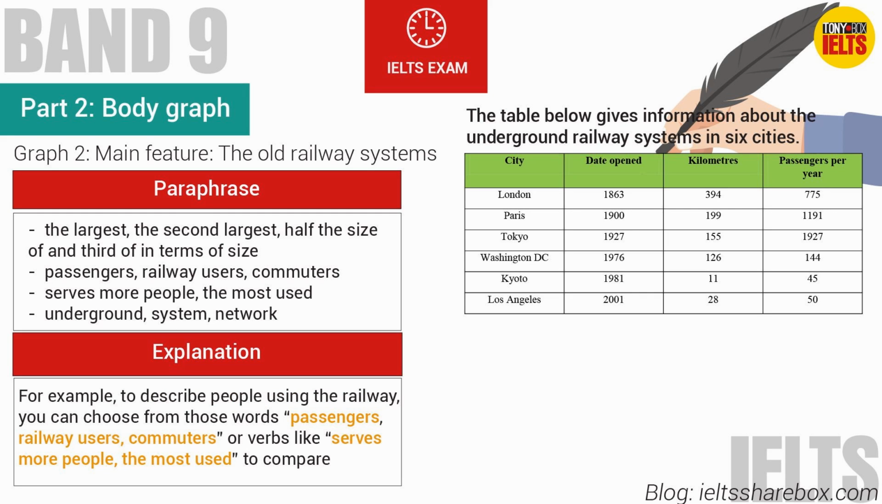For example, to describe people using the railway, you can choose from those words: passengers, railway users, commuters, or verbs like serves more people, the most used to compare.